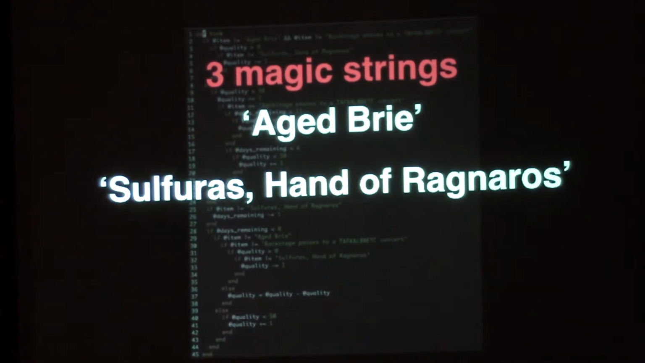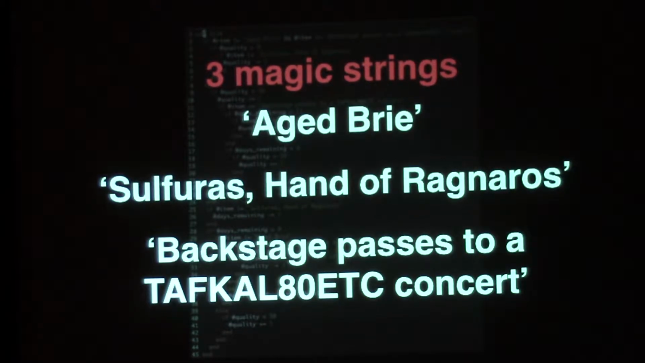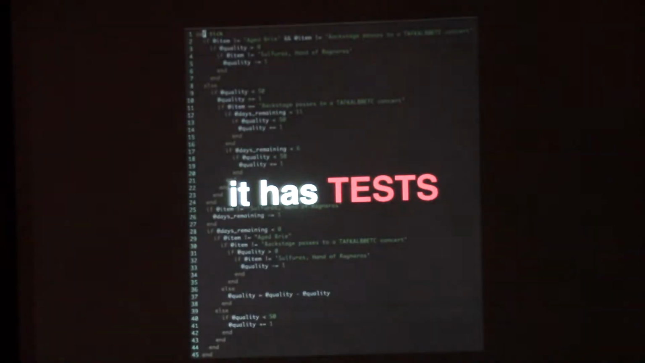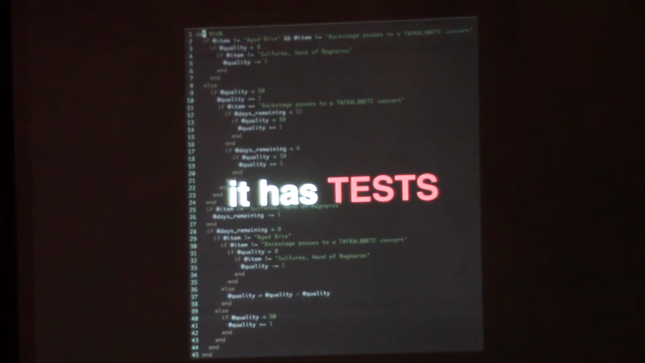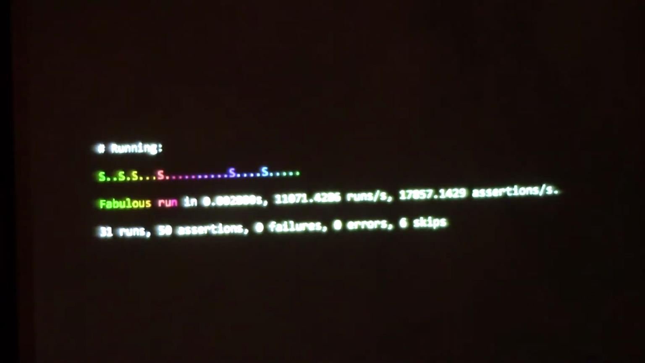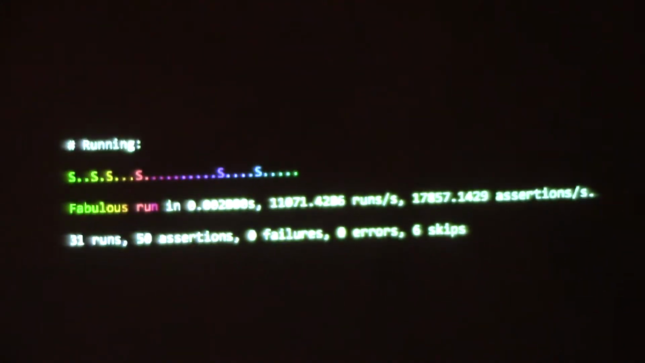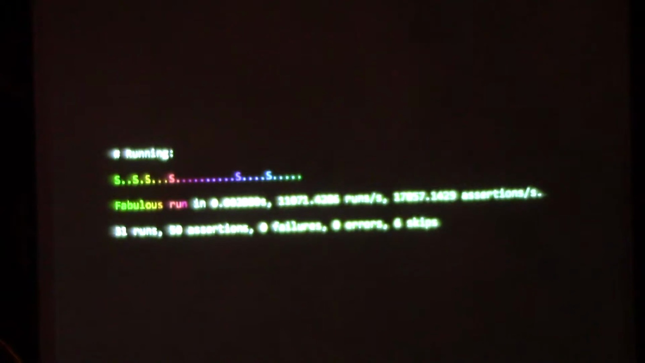And backstage passes to a concert. But the good thing is that it has tests. So let's try to run the tests. 31 runs, 50 assertions, 0 failures, 0 errors. That's important, but you have 6 skips. I want you to take a mental note about that because that's actually what we're trying to change. We want to run the tests so that there won't be any tests that are skipped.